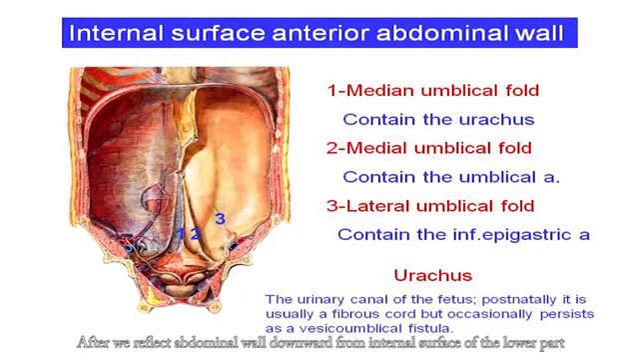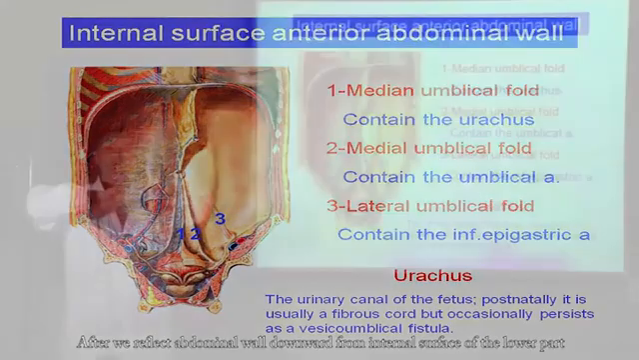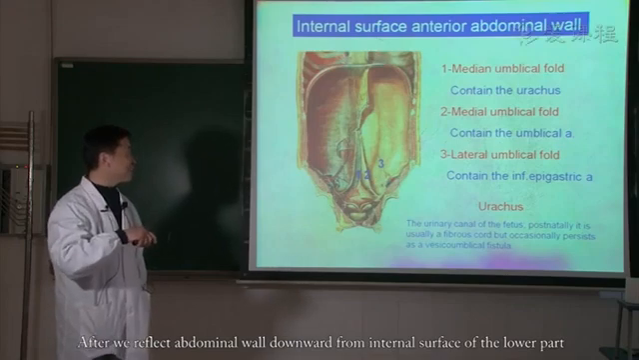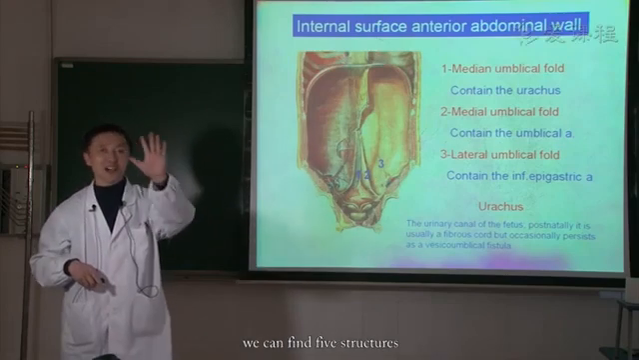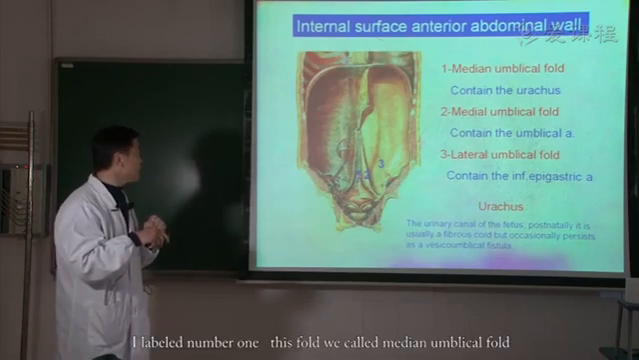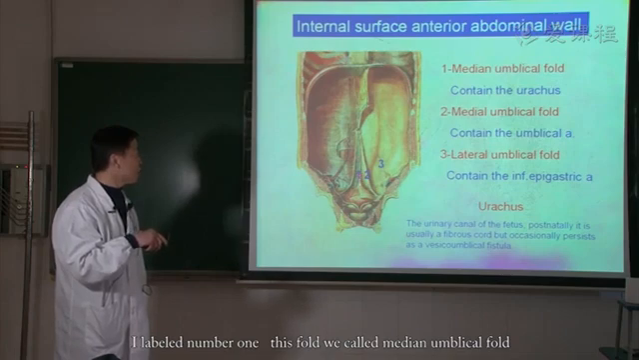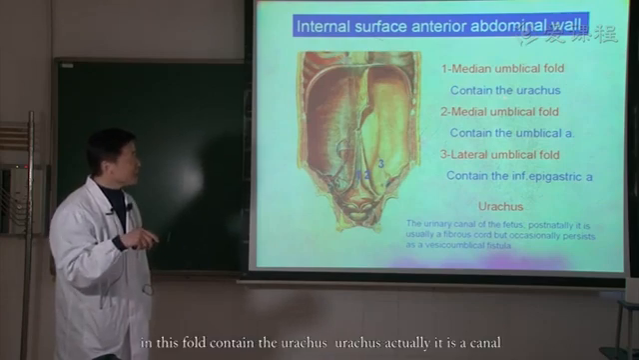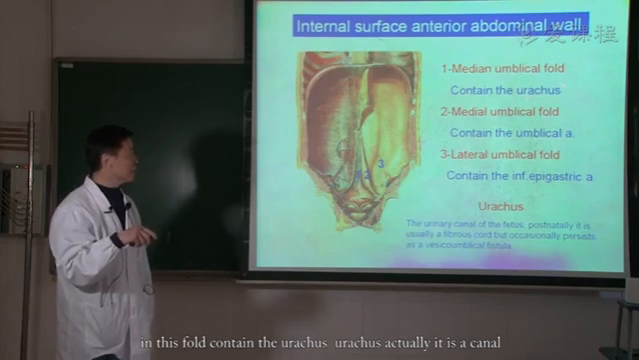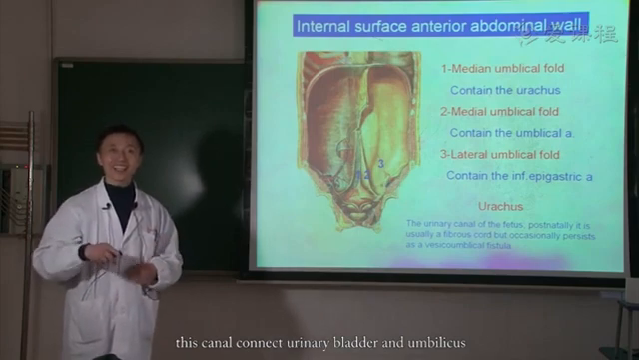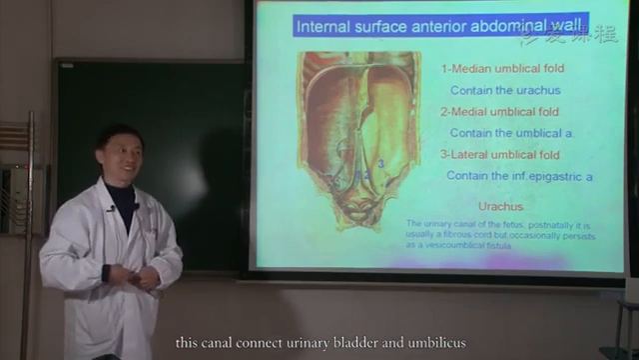After we reflect the abdominal wall downward, from the internal surface of the lower part we can find five structures. I labeled number one. This fold we call the median umbilical fold. This fold contains the urachus. The urachus is actually a canal that connects the urinary bladder and the umbilicus.